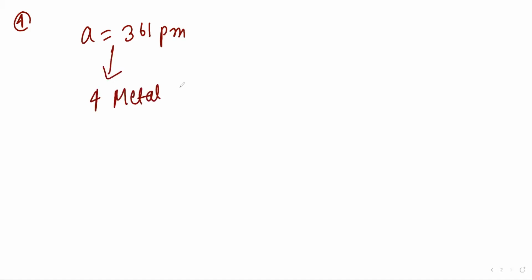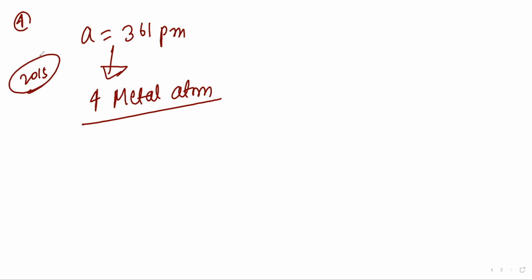Now see question number 4. A given metal crystallizes out with cubic structure with edge length, so edge length is given, that is 361 picometer. If there are 4 metal atoms in 1 unit cell, what is the radius of 1 atom? So you have to just find the radius; there are 4 metal atoms there, understood? It was asked in 2015.